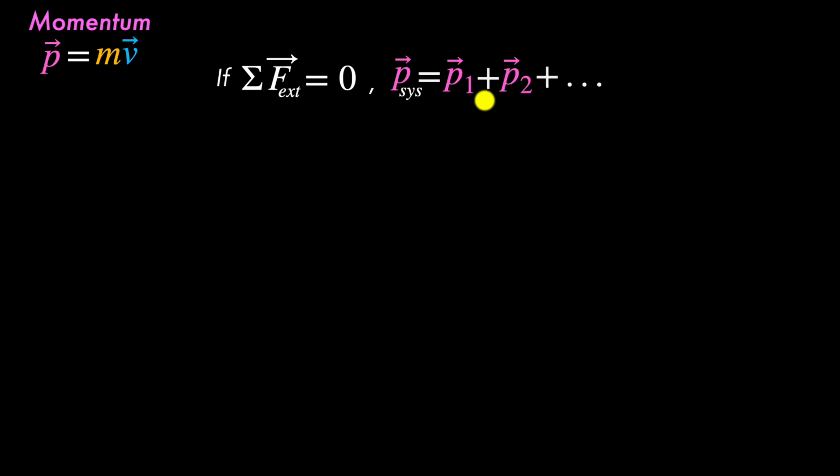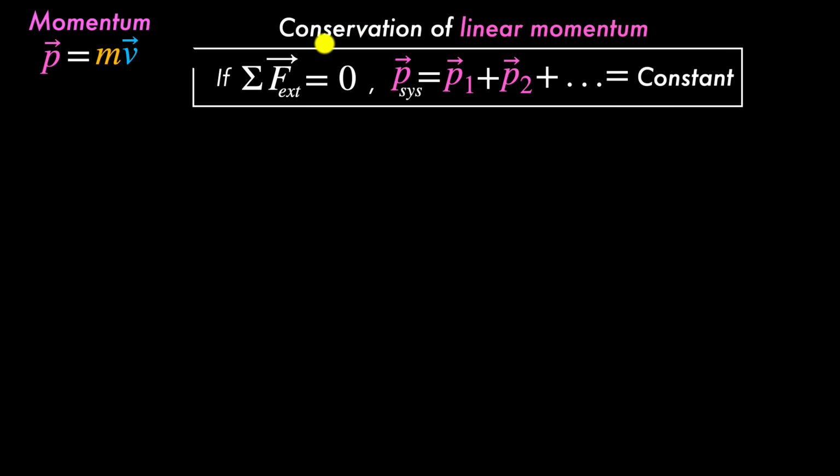We know that if an object of mass m has some velocity v, it has momentum, which is the product of mass and velocity. Why do we care about this thing called momentum? Well, that's because if you have a bunch of particles, not just one, and if the total external force on that system of particles is zero, then the momentum of the system, which is basically the sum of individual momenta, stays a constant. It doesn't change. And we call this the principle of conservation of linear momentum.